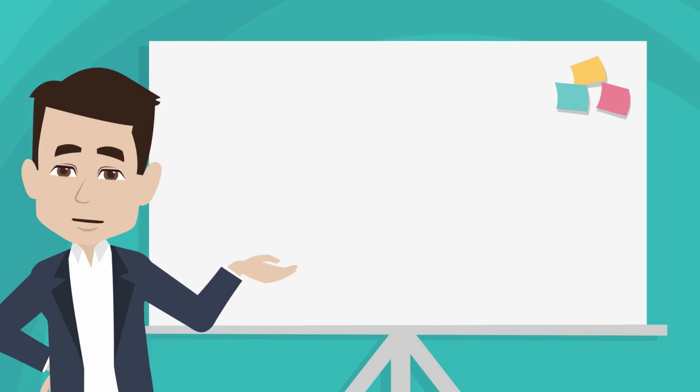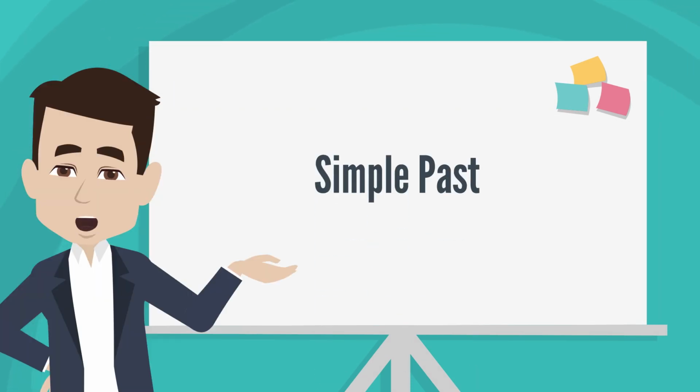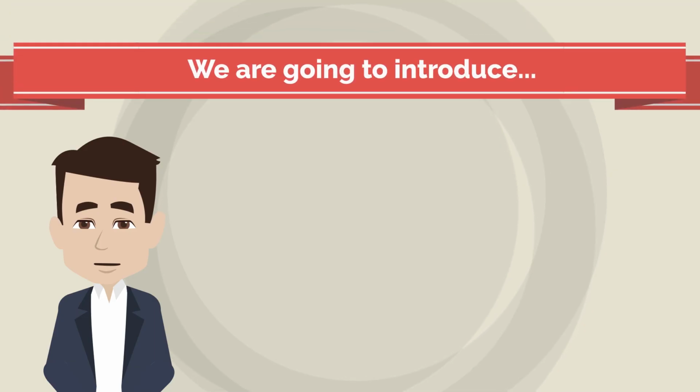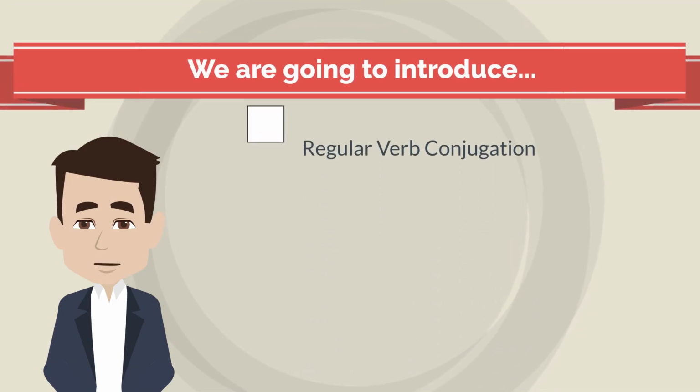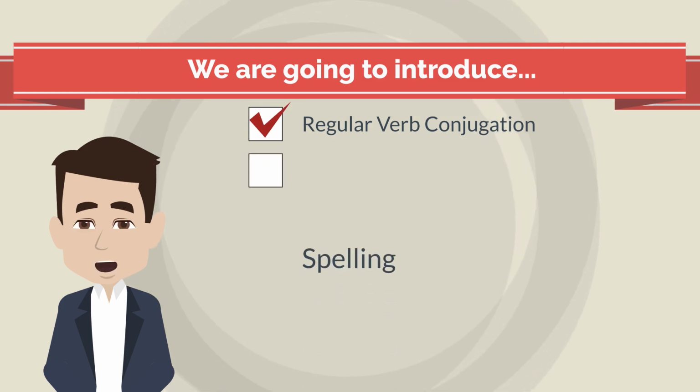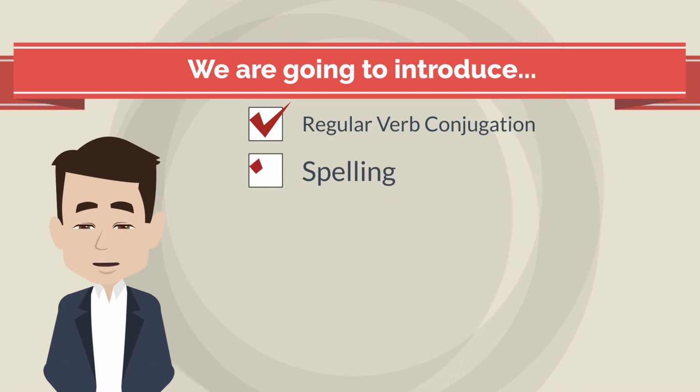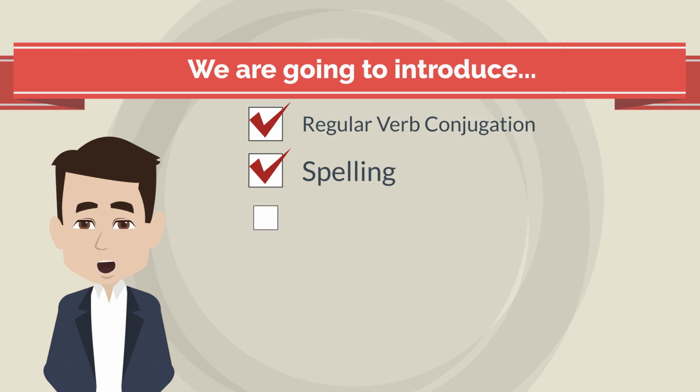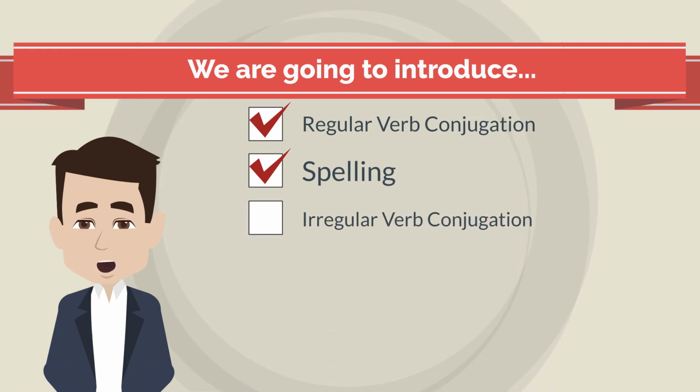Today, we are going to learn about the simple past verb conjugation in English. First, we are going to look at how to conjugate regular verbs in the past simple. We will also look at how to properly spell them. Then, we will look at how to conjugate some important irregular verbs in the past simple.